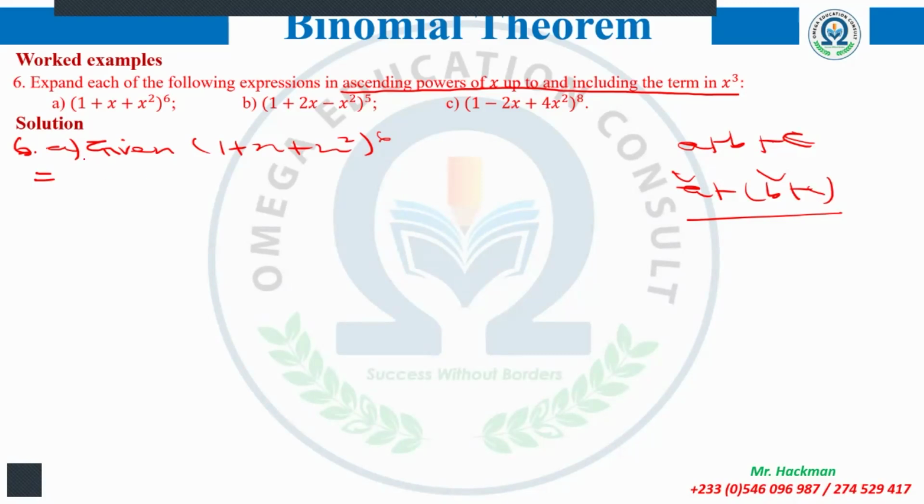So what you need to do is write this as [1 plus (x plus x squared)] all to the power 6. Is that clear? Yes. But who wants me to come again? Let me close this bracket. Who wants me to come again? Okay, Prof. Giovanni, all right, no problem.